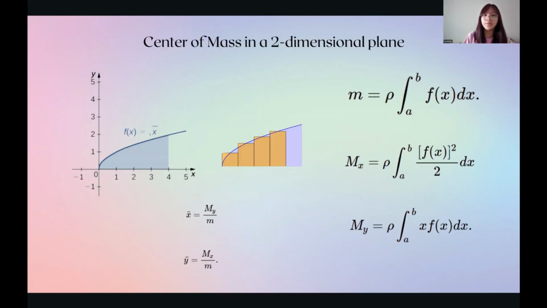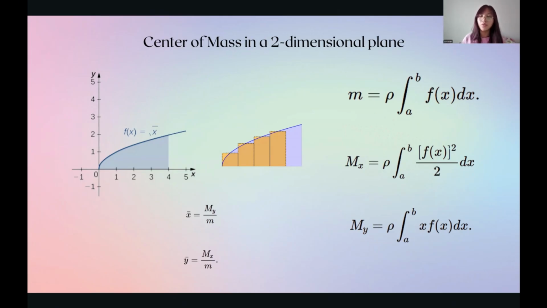Now it is important to note that in these planes, the density will be uniform. The formula of density is mass over area. So essentially, mass is equal to density times the area. Now, since we can find the area of a region bounded by a curve by integrating that curve, we can say that mass is equal to the density of the plane times the area of the plane, or the integration from a to b of f(x) dx.